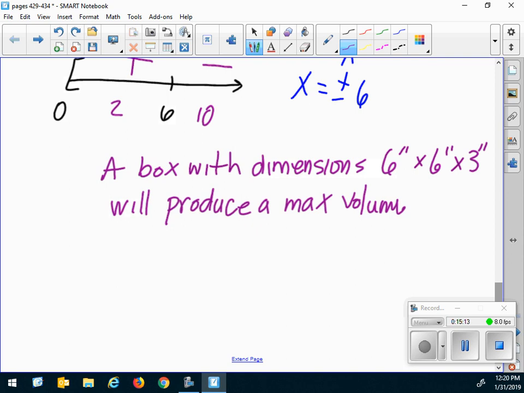That's supposed to be volume. The second question was, what is the max volume? Is it the same as the surface area? 108 what? Cubic inches. And that, ladies and gentlemen, is how you do optimization problems.